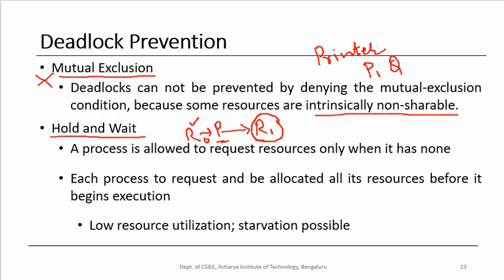There are two protocols which are proposed to ensure that this hold and wait condition never occurs. The first protocol says that no process is allowed to make a request for resources when it is holding some resource. In other words, a process is allowed to make a request for resources only when it has none. That means it is not holding any of the resources.